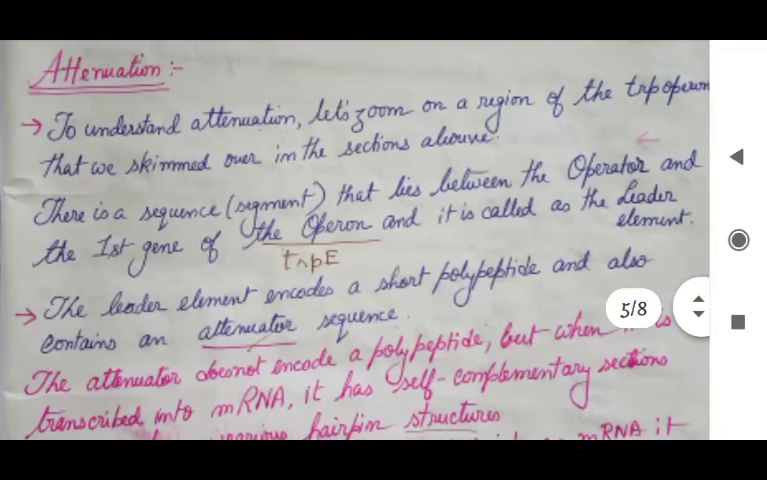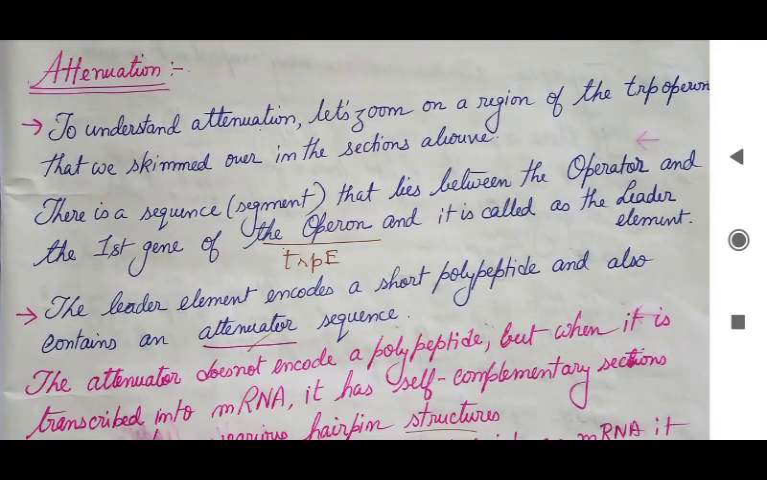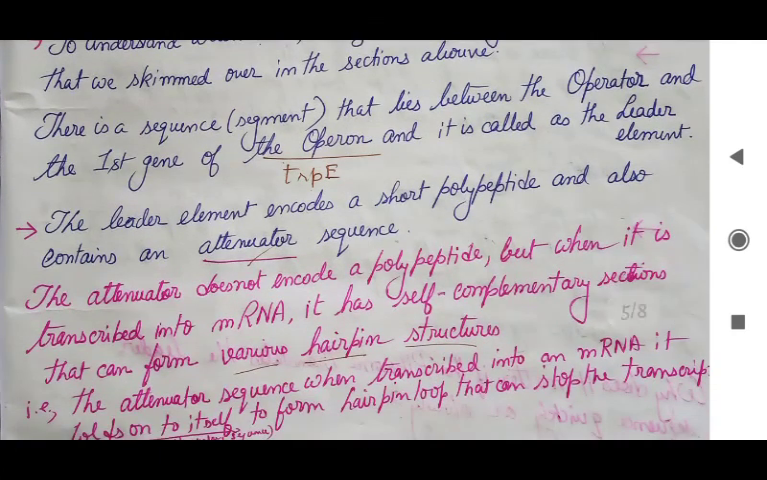It is saying that there is a sequence that lies between the operator and the first gene of the TRP operon, that is your TRPE. That sequence is called the leader element, as we have seen in the figure just now. The leader element encodes a short polypeptide, a short chain of amino acids, and also it contains an attenuator sequence.